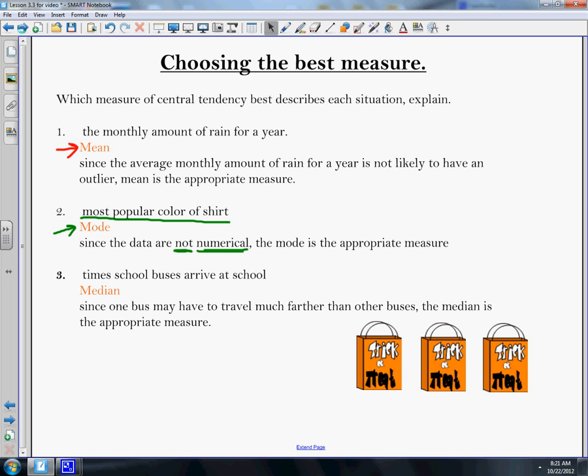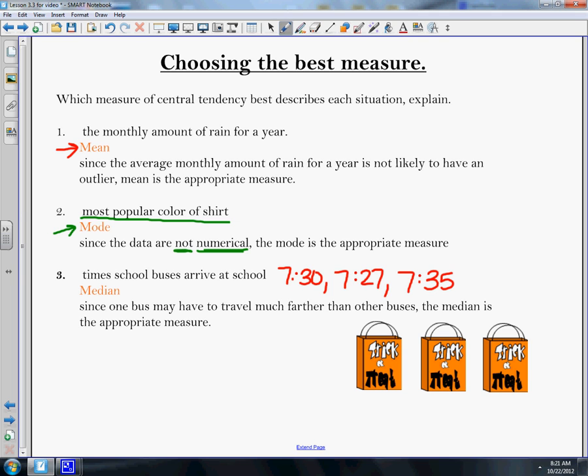The times a school bus arrives at school. So they all arrive at different times. One might get here at 7:30. One might get here at 7:27. One might get here at 7:35. So they all arrive at different times.